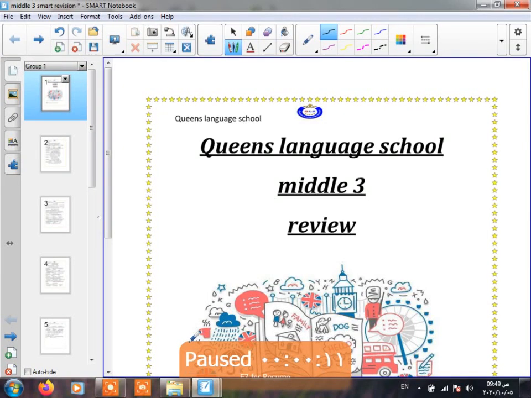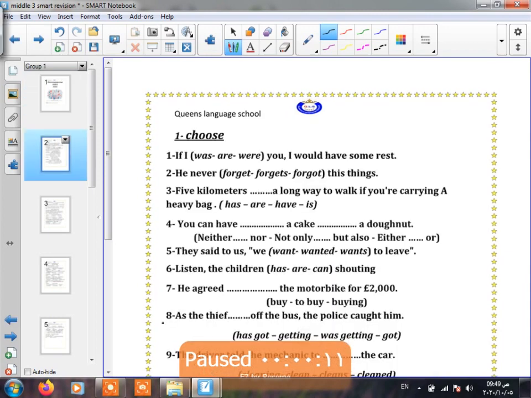Morning, number 3. Today we're going to make a revision in grammar. Okay, we're going to start with the choose question. Each question that we will answer together, I will explain why we have chosen this answer. Okay, so let's start with the first question.